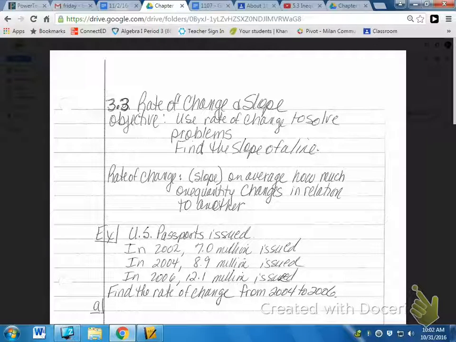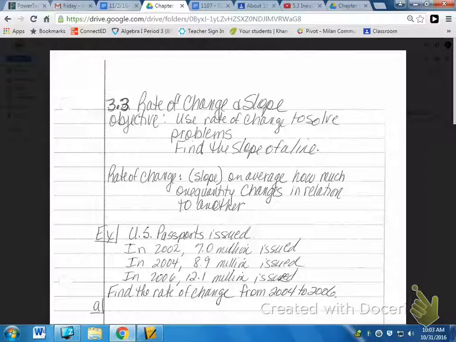Lesson 3.3, rate of change and slope. Our objective today is to use rate of change to solve problems and to also find the slope of a line. So you will find out how these two are very much related and very similar. The rate of change, or slope, is on average how much one quantity changes in relation to another.